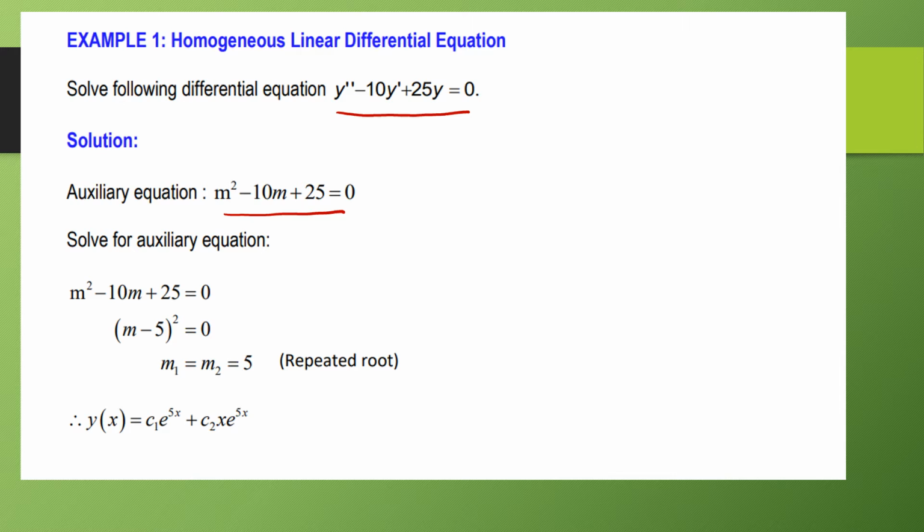So here we need to solve the auxiliary equation. Based on this equation, we can factorize it. Then we have m minus 5, the whole thing to the power of 2 equal to 0. So based on this, we identified that we have a repeated root, which is m1 equal to m2, which is equal to 5.